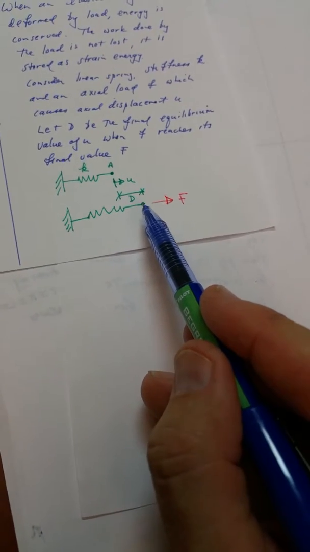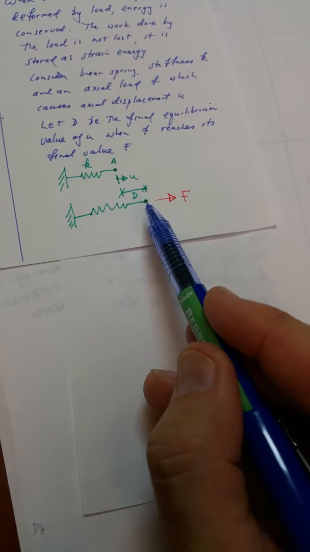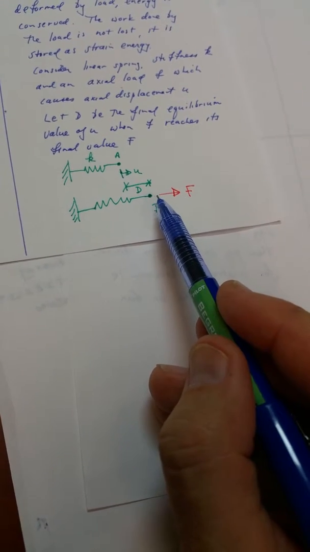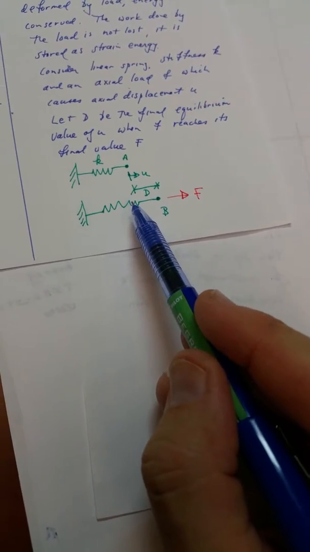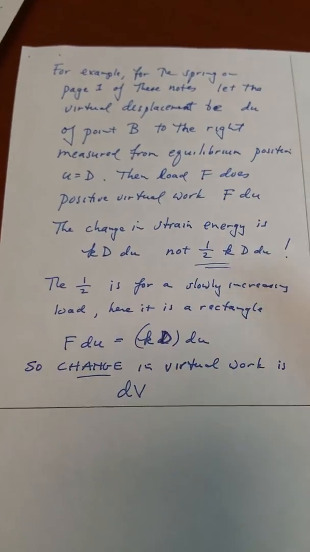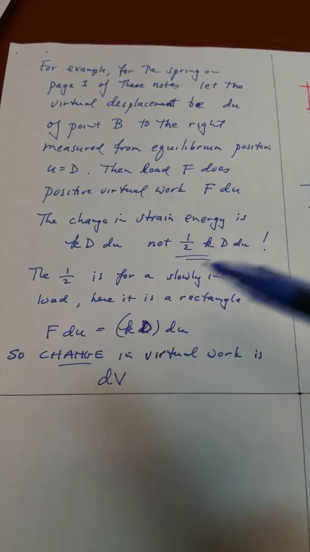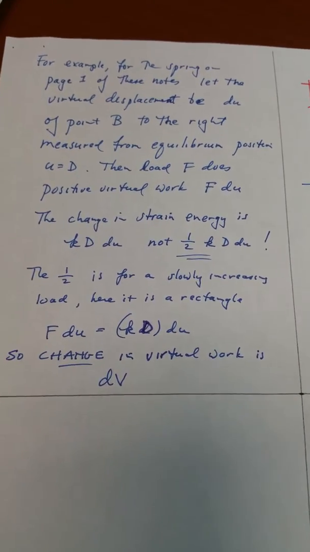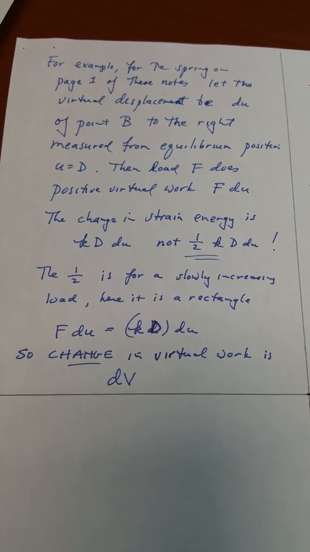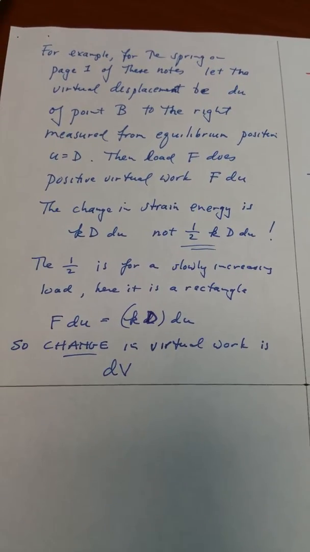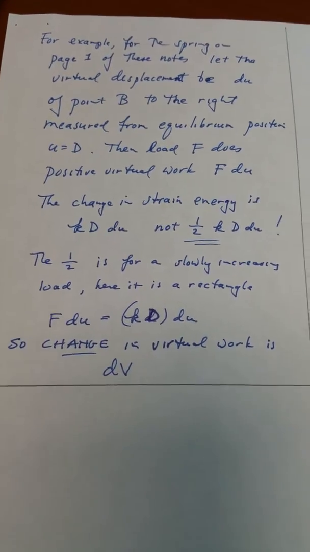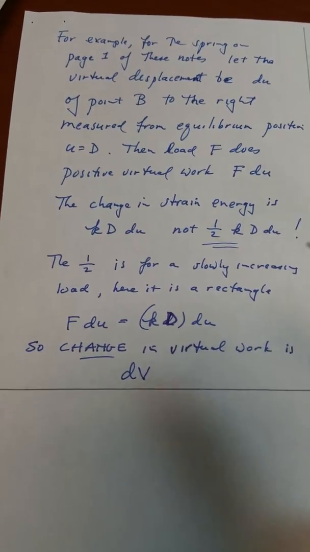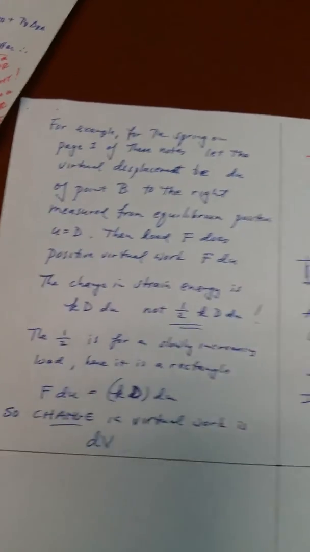Okay, so let's repeat this. If we have the force applied here and we're in the equilibrium position and then we do a small perturbation or a small wiggle, that force in the spring is already in place. So it's K times D times du. There's no 1/2. The 1/2 is when we're slowly ramping things up. So we have the external force times du equal to K times D times du. Those two are equated, and the change in virtual work we're going to call dV. So that is due to a little wiggle here.